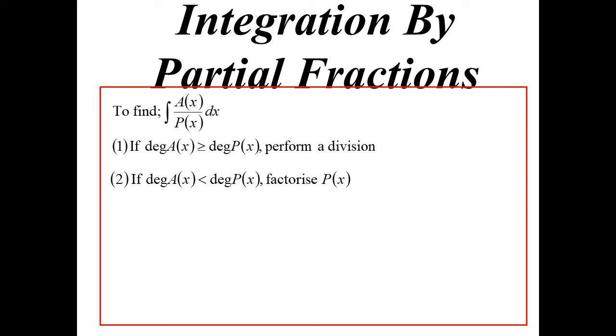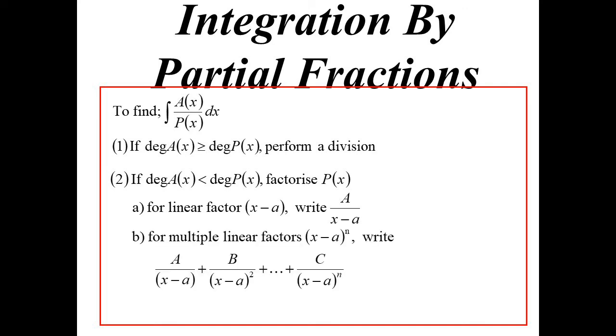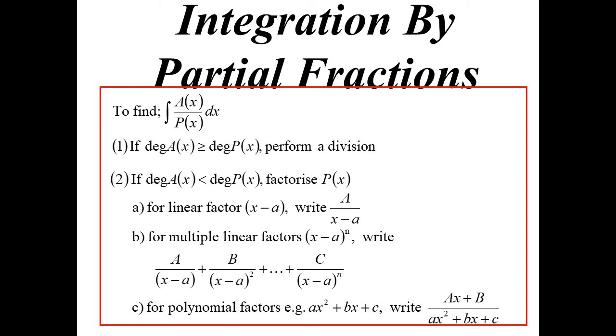So then you factorise the denominator, and then depending on what you get, for every linear factor, create a fraction. So a over x minus a, for instance. And if you have multiple linear factors, so x minus a to the power of n, create a fraction for every power. The only other factor you could have, of course, is a quadratic. And so if you have a quadratic, then write a linear factor on top.